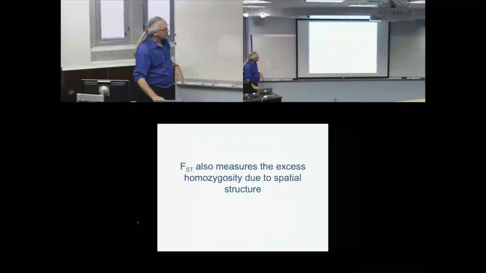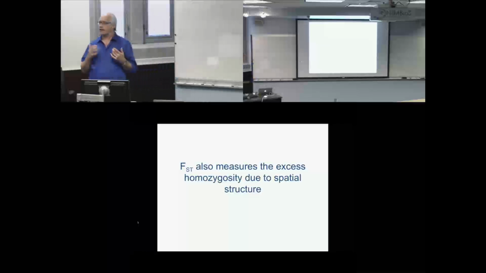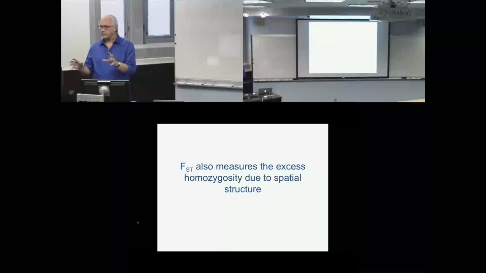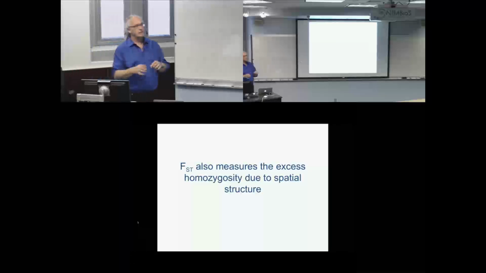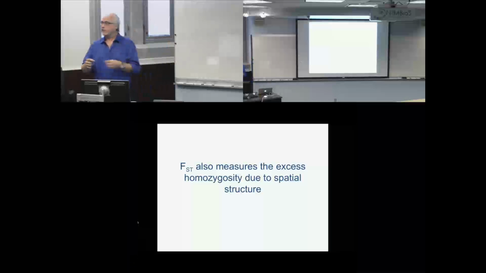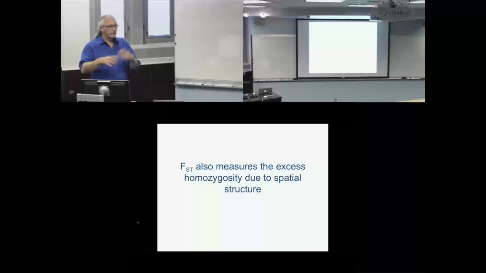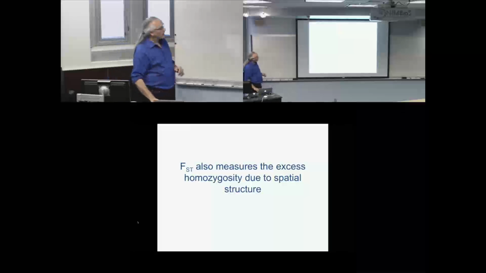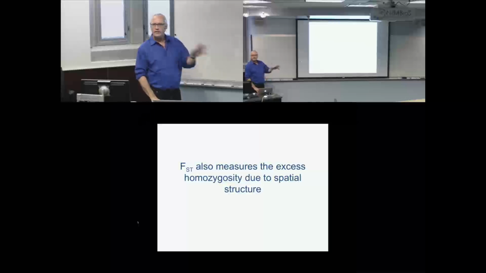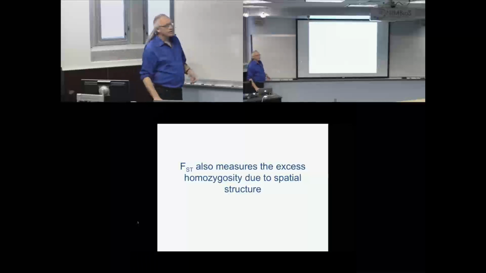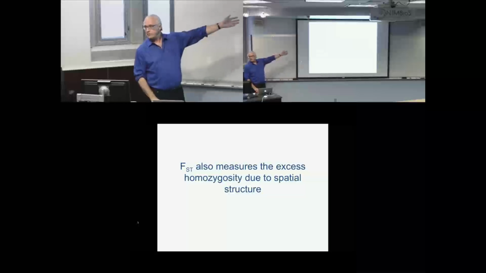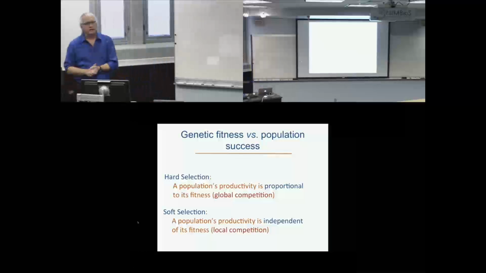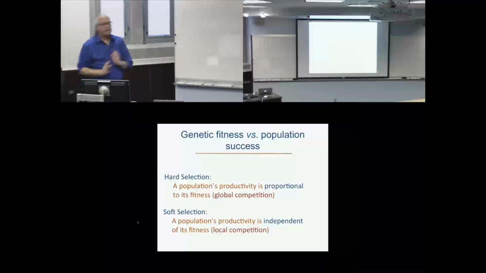FST is also, it turns out, a measure of how much extra homozygosity you expect to see in a population as a result of the spatial population structure. So FST also measures the proportional excess of homozygotes caused by the non-random mating associated with spatial structure. Okay? So both of these interpretations turn out to matter in what I'm going to show you in a second. So FST is a measure of how different populations are. It also tells us something about how similar genes are in the same population, which is what leads to this homozygosity.